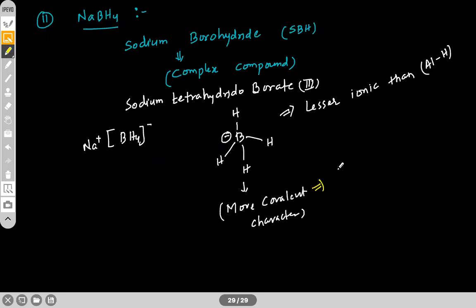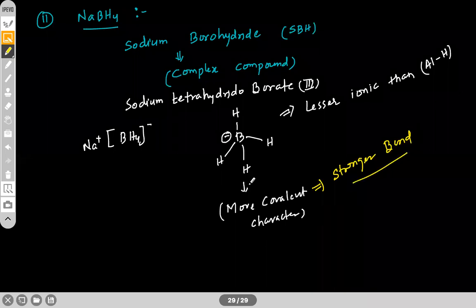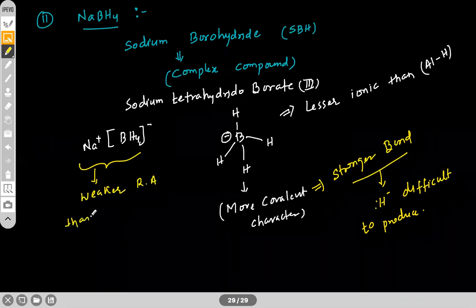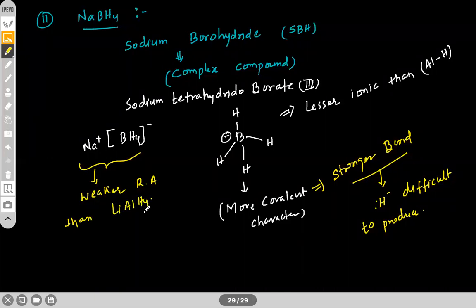Now more covalent character means the bond is stronger. Stronger bond means it is difficult to dissociate this bond and produce H- ion. Hence this NaBH4 is a weaker reducing agent, weaker than LiAlH4, since the bond is strong here. Got it?